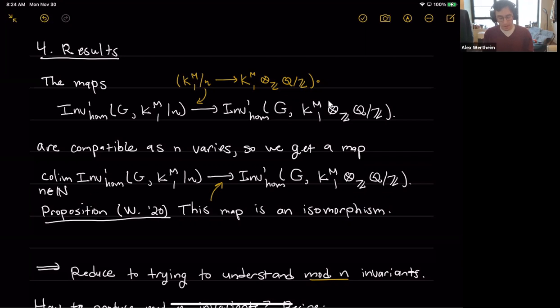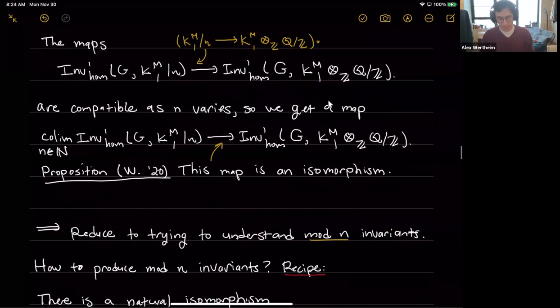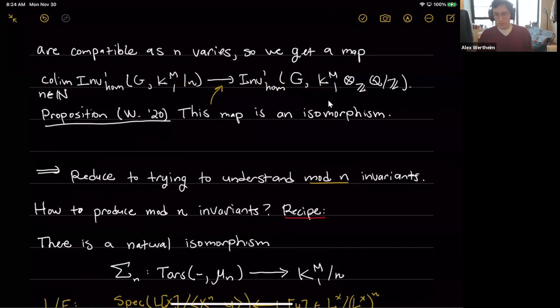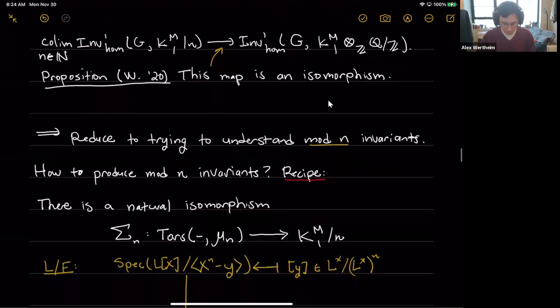And so we get a map out of the colimit, as n varies, of the mod n invariants to the Q mod Z invariants. And one of the first basic propositions in the paper is that, in fact, this map is an isomorphism. The utility of this observation is that it reduces us from the problem of trying to understand all Q mod Z invariants to understanding mod n invariants for some particular n and trying to find a suitable formula for them. And in fact, there's a nice recipe, which I'll now describe, for producing mod n invariants, which is quite formal.